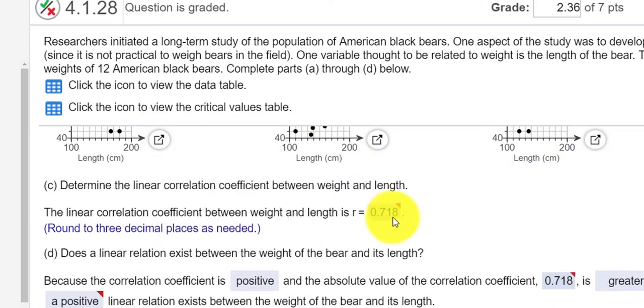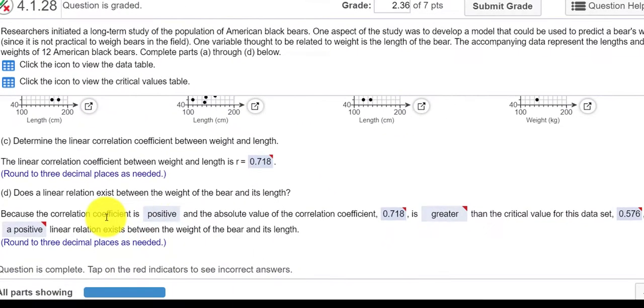And you look, 0.718. So then they ask you to really think about this. What does this mean? So it says, because the correlation coefficient is positive, this is positive, and the absolute value of the correlation coefficient is greater than the critical value for this data set, a positive linear relation exists.